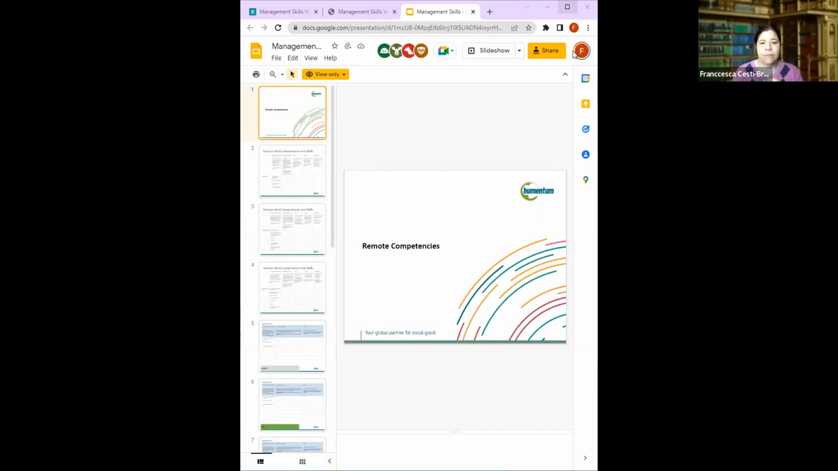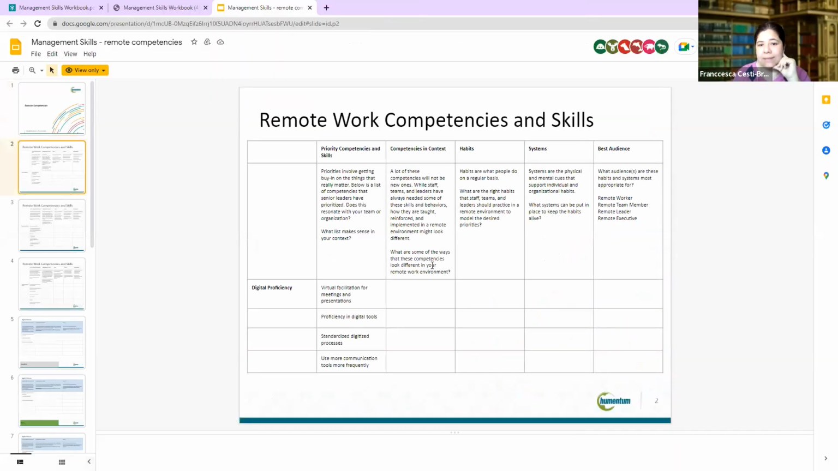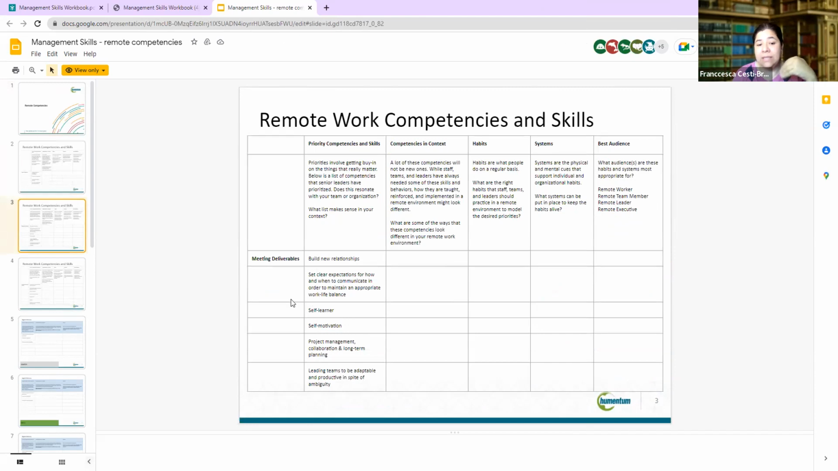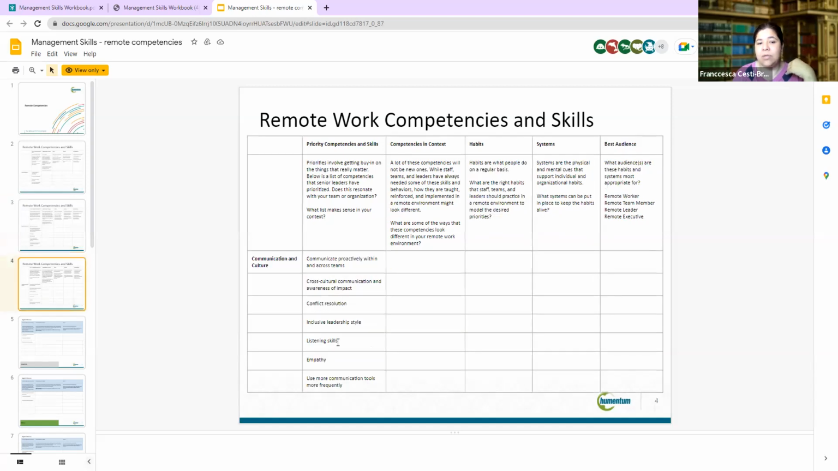So I'm going to share my screen real quick so that we can look at this. And Miranda's also going to share the Google link. So this is the document. These are some of the remote work competencies and skills that we've gotten from some of our partner organizations at Humentum, and they've broken it down into 3 categories. Digital proficiency: do you have the technology necessary to carry out the work? Virtual facilitation of meetings, standardizing, digitizing procedures, filing systems. Then meeting deliverables and project management: how is that working? Building new relationships, self-motivation of staff, or motivating your teams now in this remote work environment. And the third one is communication and culture, right?